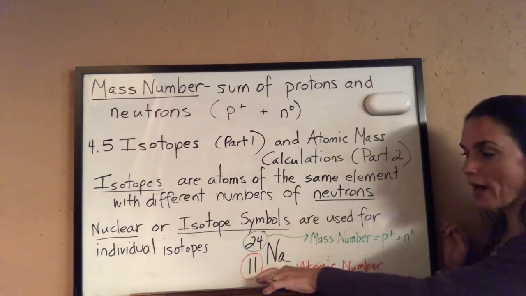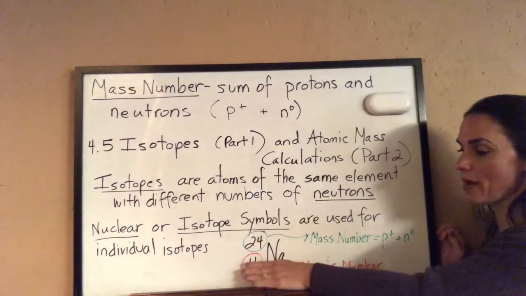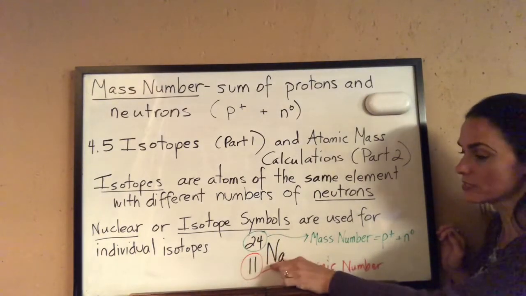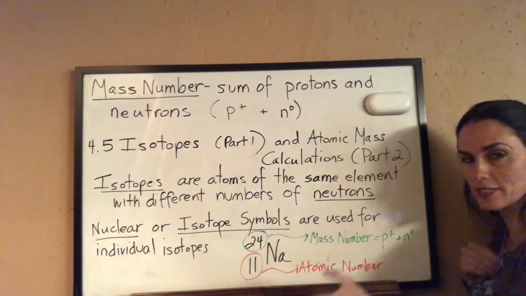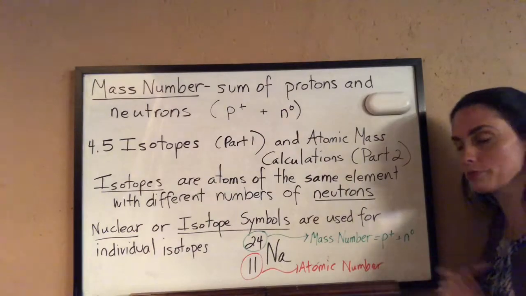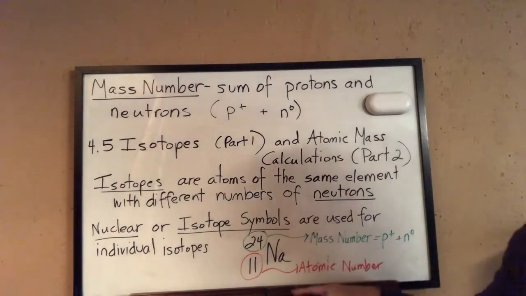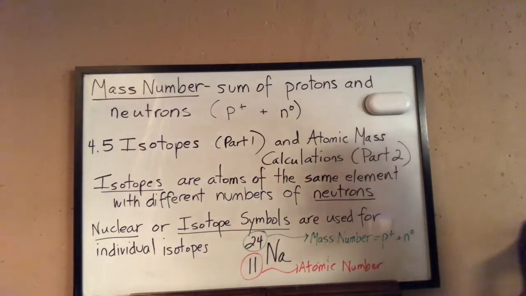The number on the bottom is the atomic number. Now, sometimes that bottom number is omitted because the symbol alone can be used to identify the atomic number and the number of protons as well. But standard nuclear isotope symbol notation looks like this. Okay, mass number, protons plus neutrons.